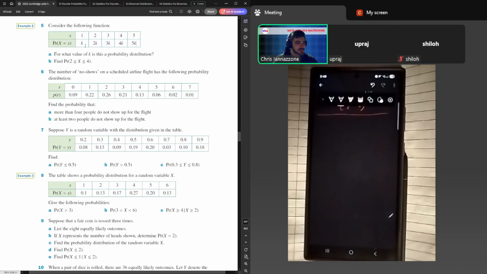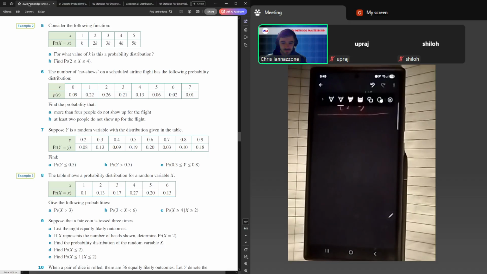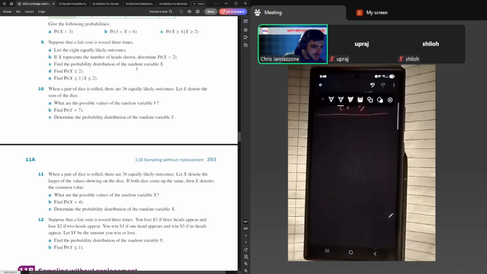Correct. Absolutely. So the way you always solve this whenever there's unknowns in a table, like I said in the previous example, whenever there's unknowns, you always start by adding everything up to 1 and then you work from there, which is exactly what he's done. Nice. Okay, that's pretty much it there. The rest of it would be about creating probability tables.